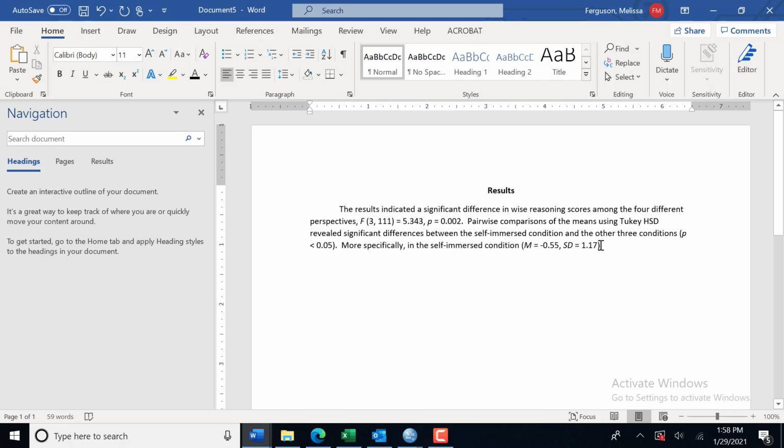So in the self-immersed condition, the wise reasoning scores, because that's what we're comparing, that was my dependent variable, were significantly lower than the scores in the other conditions, and here again I'm going to present my means. I'm going to let you find those means and whatnot in there. So the mean for that, some sort of value, right? And the SD. Put in the value from the table, and here's where I want to present that p-value, and we have a specific p, so that's the first p-value that I'm going to present, close parentheses.